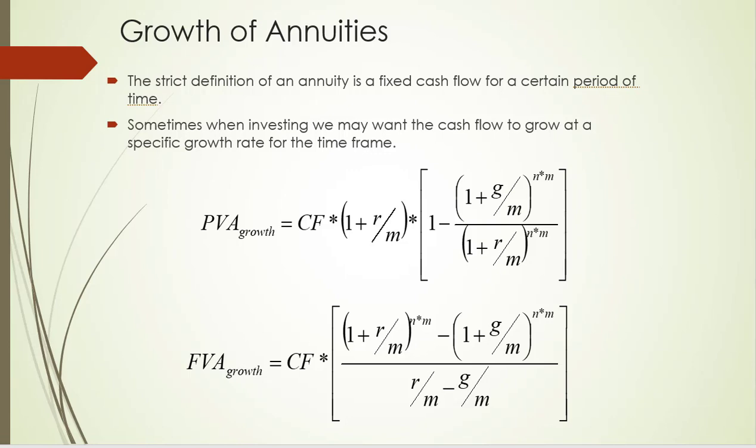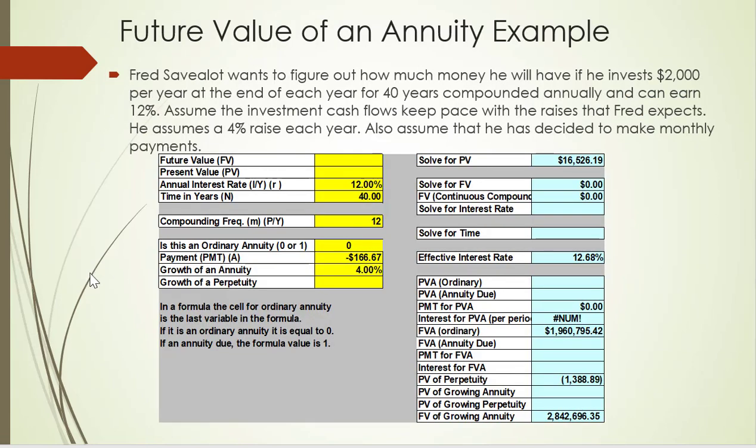Now, unfortunately, there's no Excel formula for this. So when you go to do this, the spreadsheet is much easier, since I've already done the formula for you. Here we're back to our friend Fred, who is saving $2,000 a month for 40 years. We're using monthly compounding, but we're also now going to assume a 4% growth.